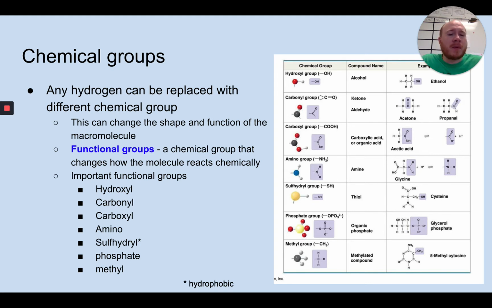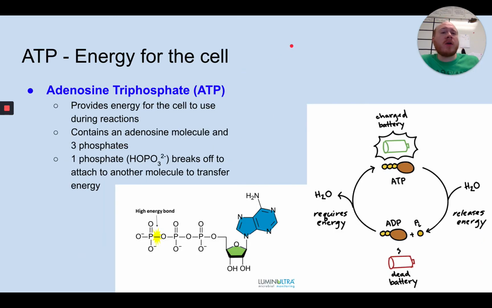Methyl groups are particularly important in DNA and proteins being turned on and off. There are what's called methylations, which is part of genetics. So let's talk about one specific compound that's really important. We're going to talk about this in much more detail later in the year, but it's important to know of its existence and what it does.